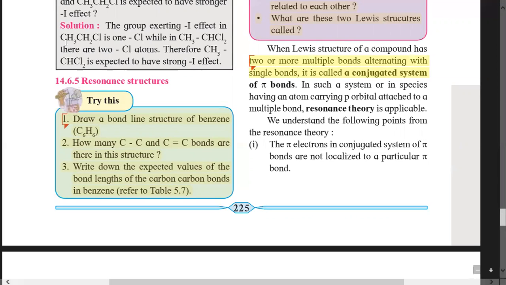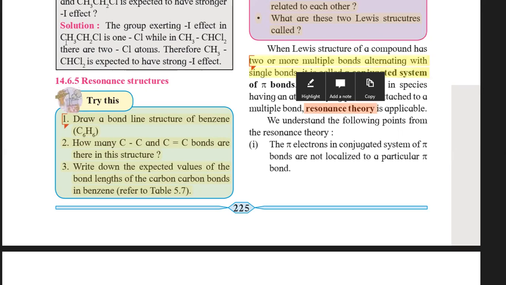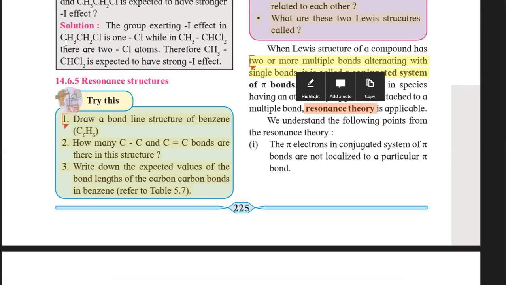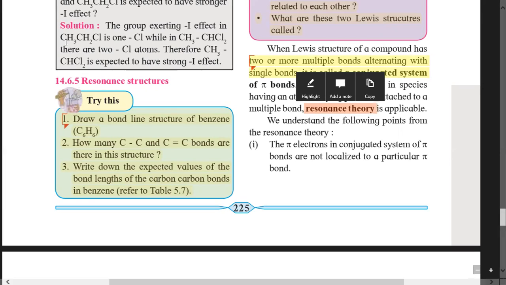And in such a system, that is, an atom carrying a p orbital attached to a multiple bond, resonance theory is applicable. This is important. Resonance theory is applicable where a system contains carbon-carbon single bonds and double bonds in alternate positions, that is, a conjugated system of pi bonds.